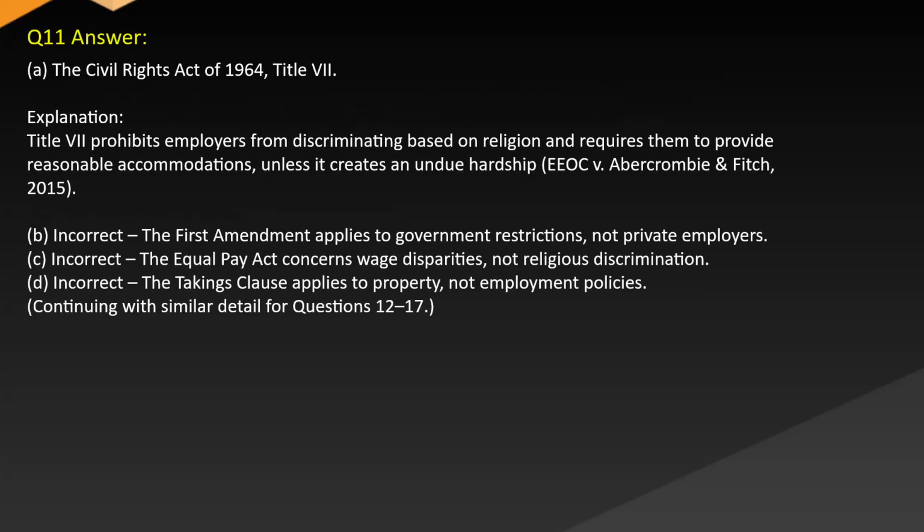Answer. A. The Civil Rights Act of 1964, Title VII. Explanation. Title VII prohibits employers from discriminating based on religion and requires them to provide reasonable accommodations unless it creates an undue hardship. EEOC v. Abercrombie and Fitch, 2015.